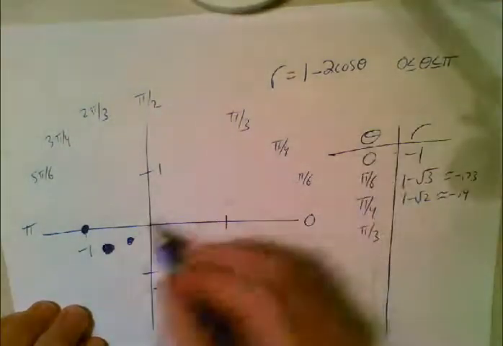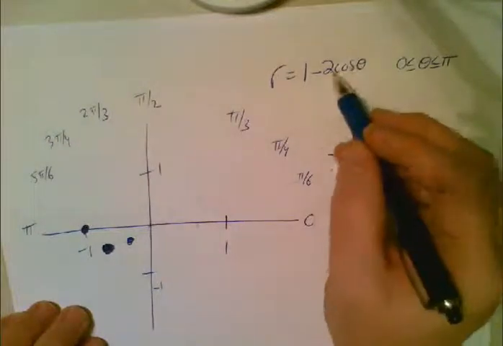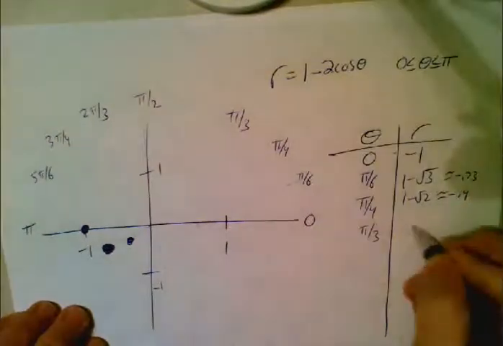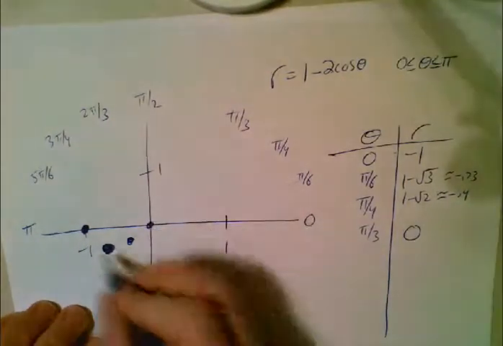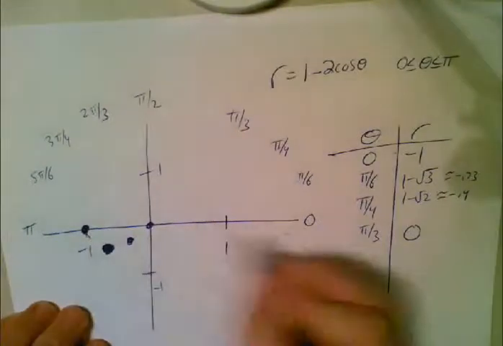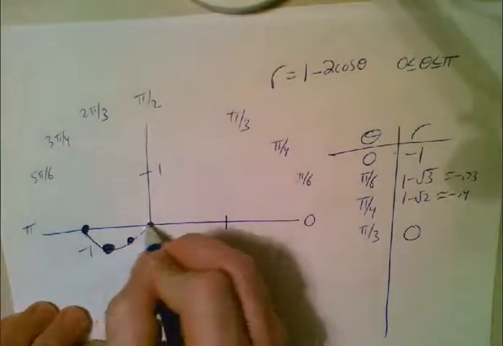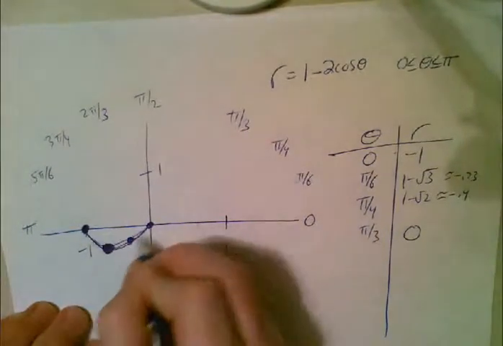Cosine pi over 3, that's the shorter one. That's a half. Half times 2 is 1. 1 minus 1 is 0. And now we're back to here. So my curve starts at theta equals 0 and gets back here at pi over 3.